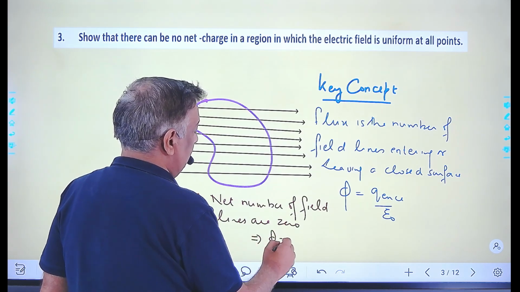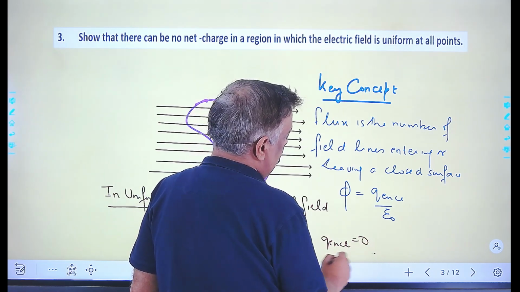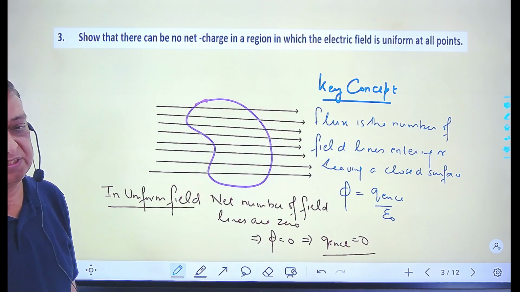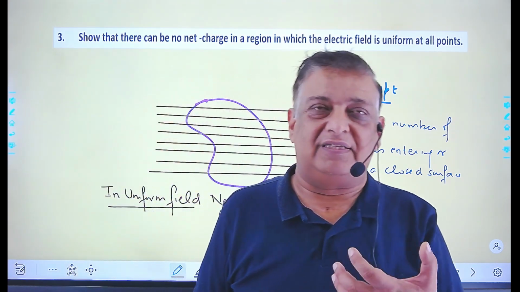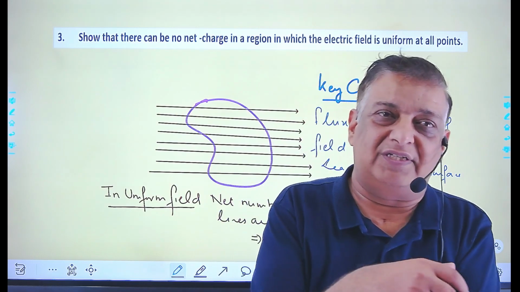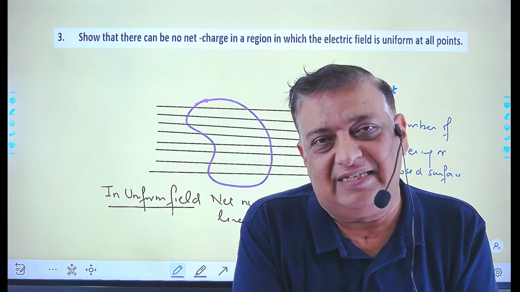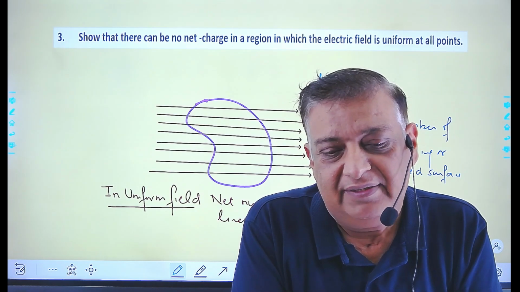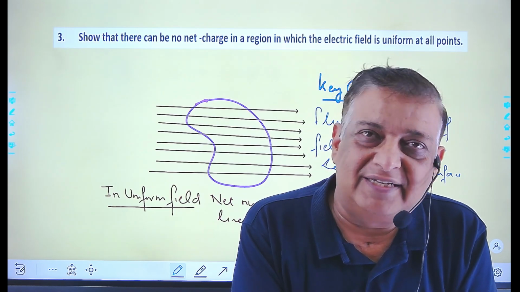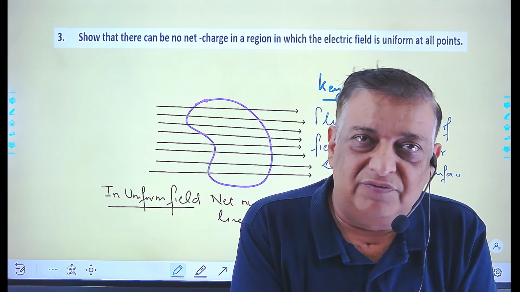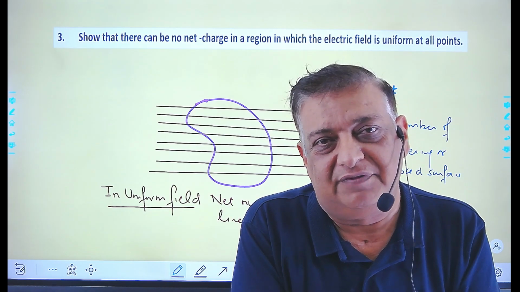Implies flux is zero. And this also implies that charge enclosed is zero. So we can tell from the number of field lines: if the net charge inside is positive, then field lines leaving the closed surface will be more than field lines entering it. If the charge is negative, field lines entering will be more than field lines leaving. So if the number of field lines entering and leaving are equal, this implies that charge inside the Gaussian surface is zero.